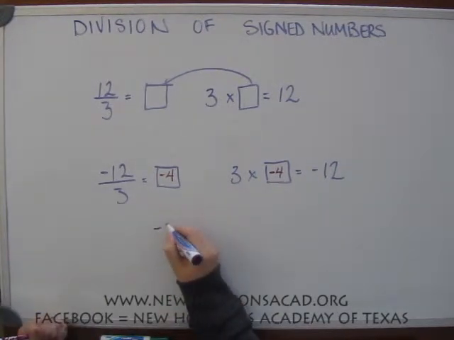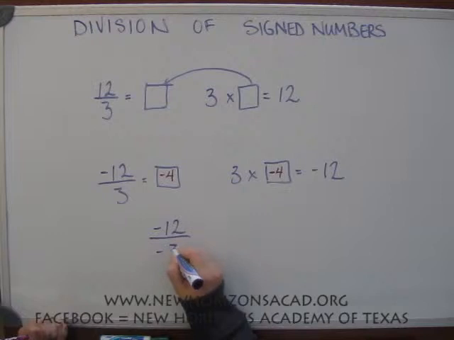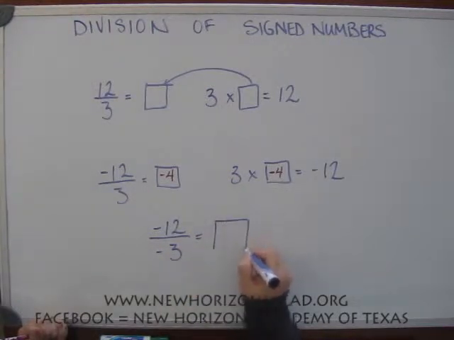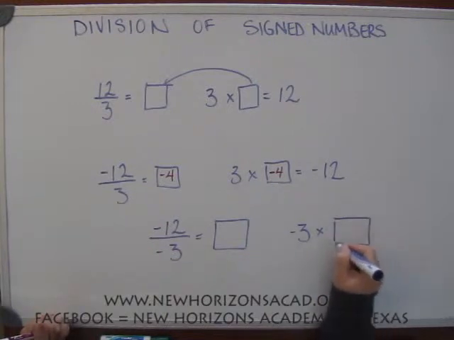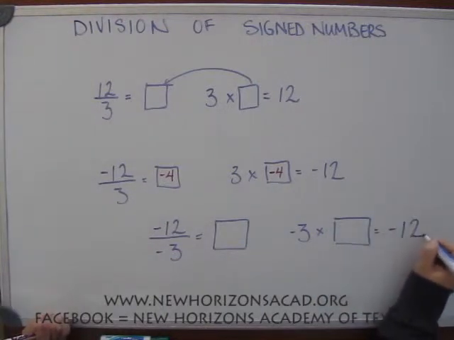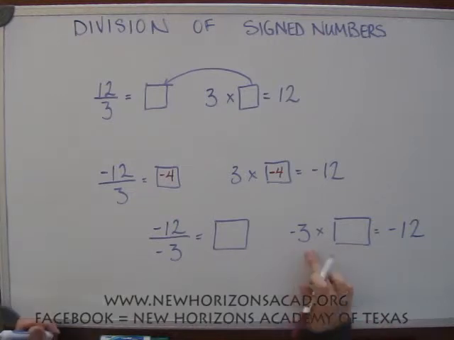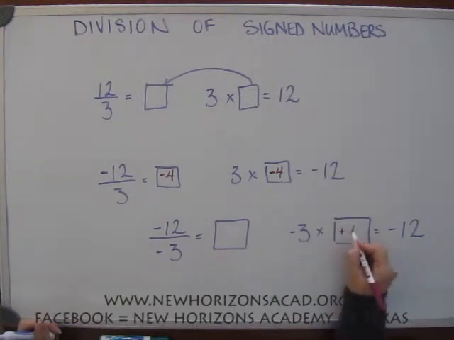And lastly, if I have negative 12 divided by negative 3, well then negative 3 times that same thing will have to equal negative 12. And a negative times a positive is a negative, so this must be positive 4.